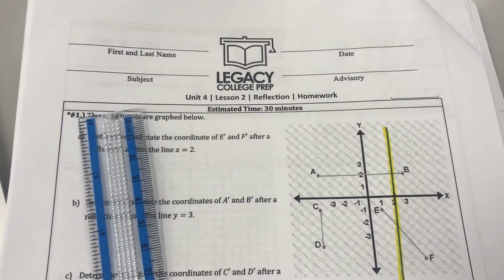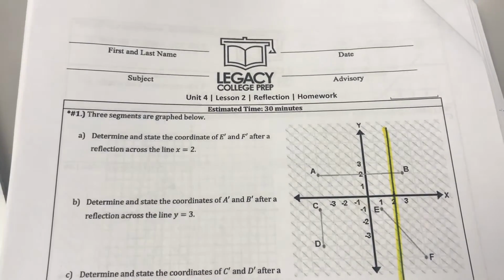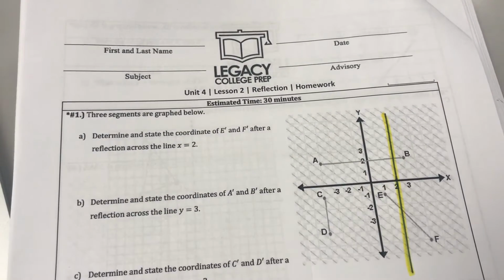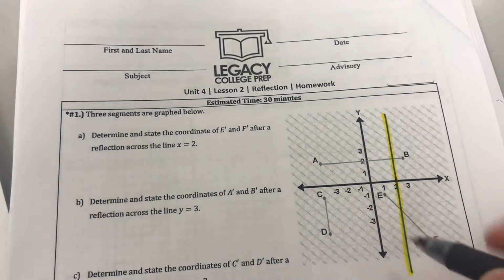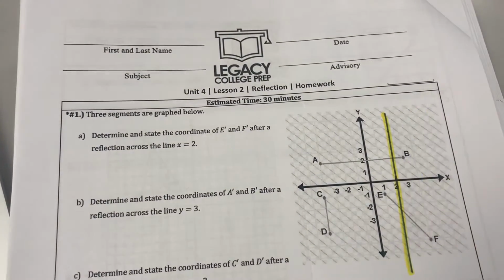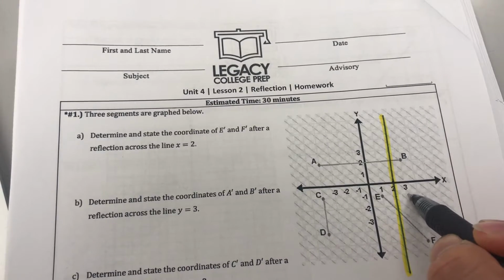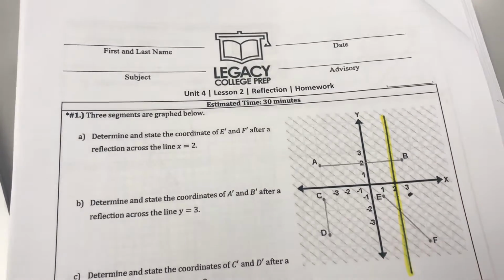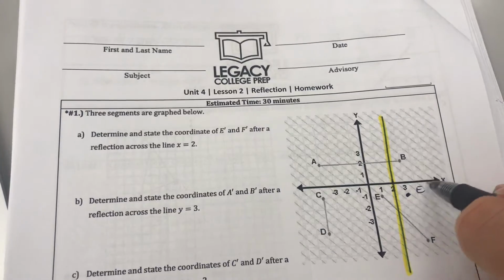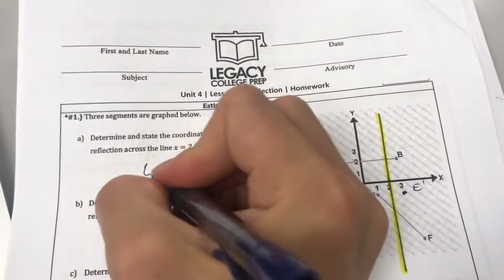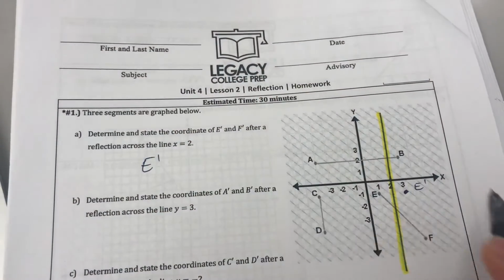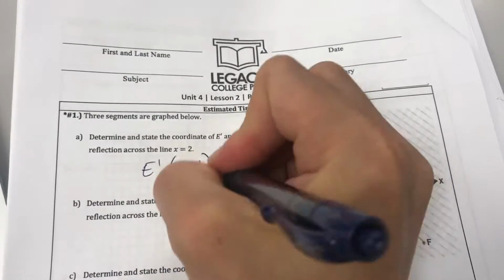Now, how in the world do I reflect something? If you also noted from the previous video, you reflect by counting towards the reflection line and then away. So this is 1 unit towards and 1 unit away. So now it's right there. So E prime is already at 3, -1, okay? That's where E prime is at.